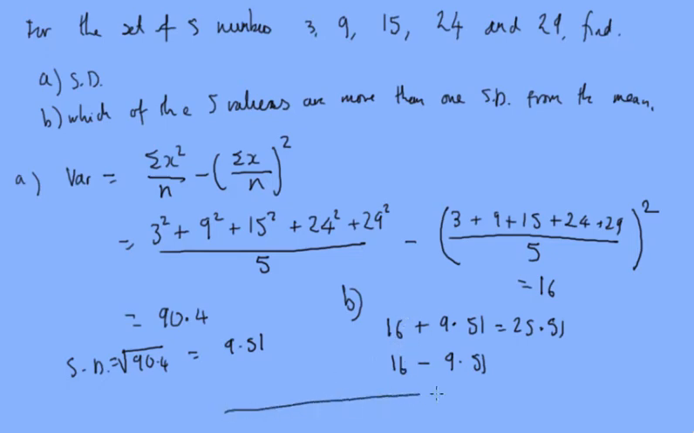If you think of all the data sitting here, our mean is 16, and our standard deviation is 9.51 in this direction and 9.51 in that direction. All the data that sits in this range is within the standard deviation. So 16 minus 9.51 is 6.49. Now we look at our data. What values are outwith 1 standard deviation? The answer is going to be 3, and 29.